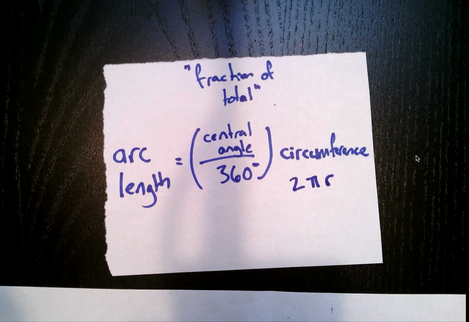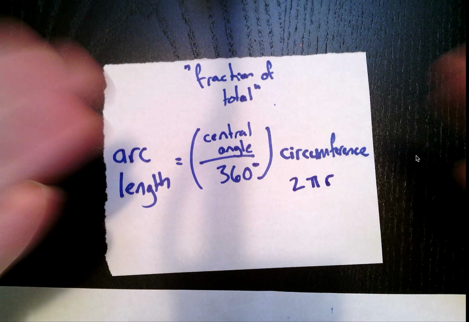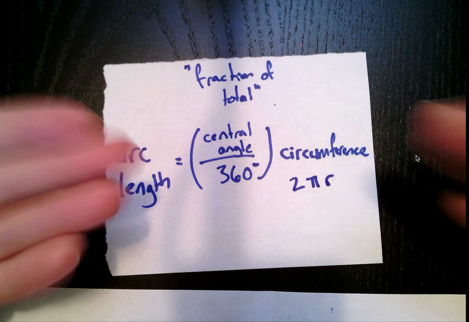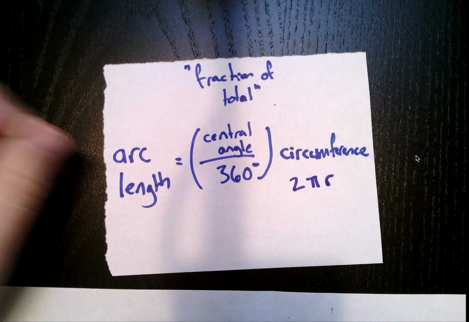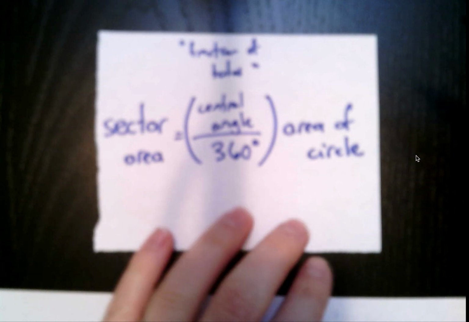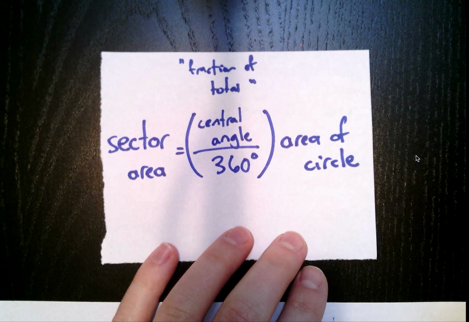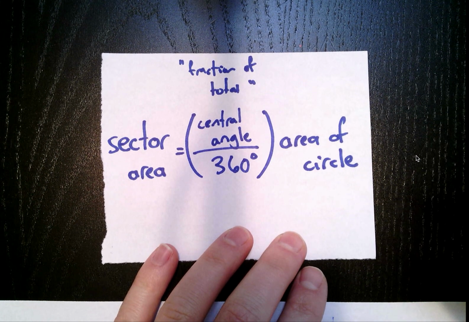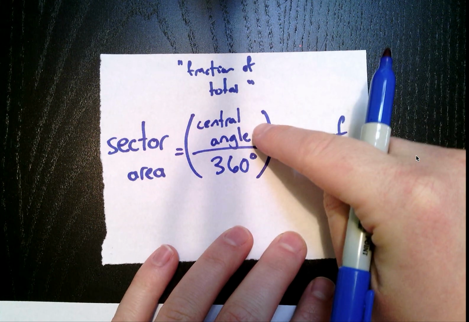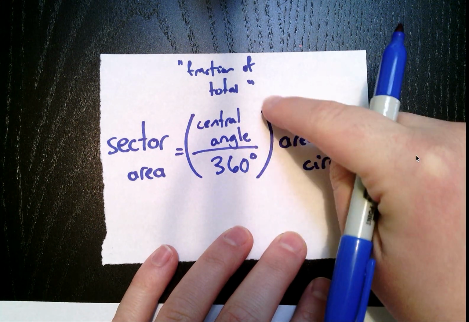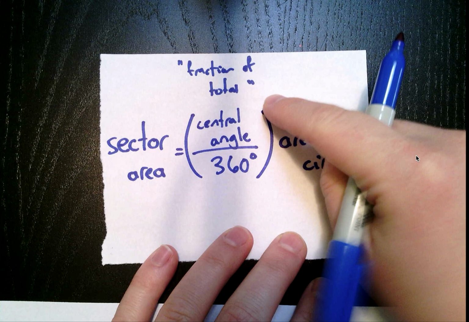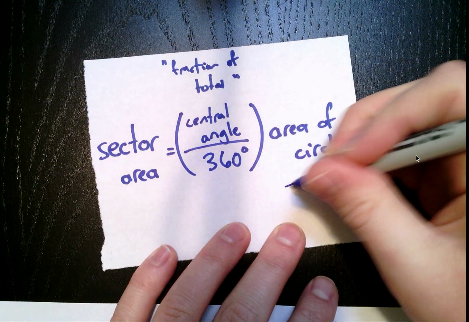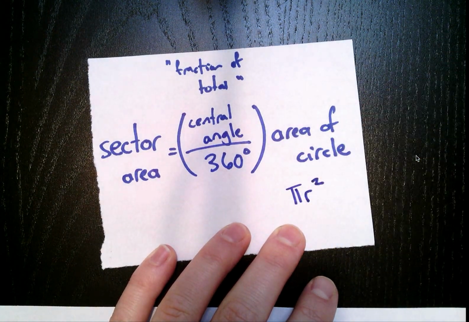It's not weird. We just plug it in. Central angle over 360 tells us how much of the entire circle we have. And we can have a very similar one for the sector area, so what's the area of that sector, that slice? It would just be our central angle divided by 360, to tell us how much of the entire circle we have. And again, the area of the circle is pi r squared.